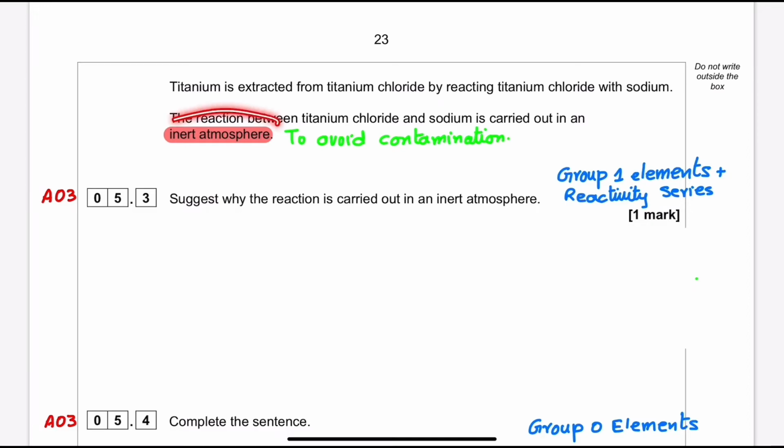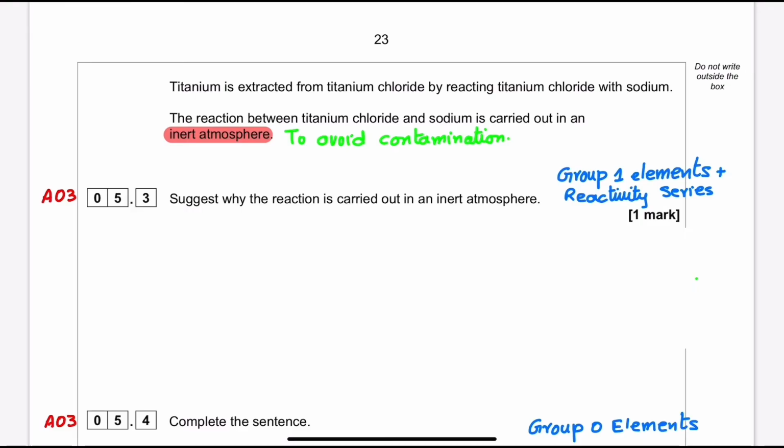The objective of the inert atmosphere is so that sodium can react with titanium chloride and remove titanium and make a chemical reaction with chlorine and make sodium chloride. As a result, we can extract titanium from titanium chloride. If the reaction is carried out other than in the inert atmosphere, the chances are the sodium will react with other substances instead of reacting with titanium chloride.